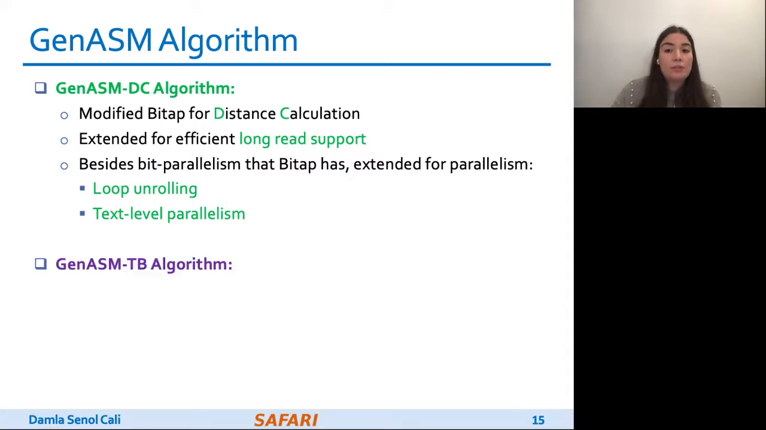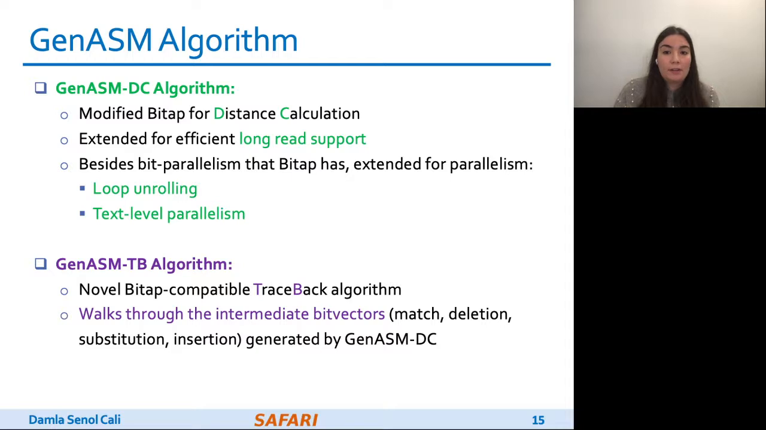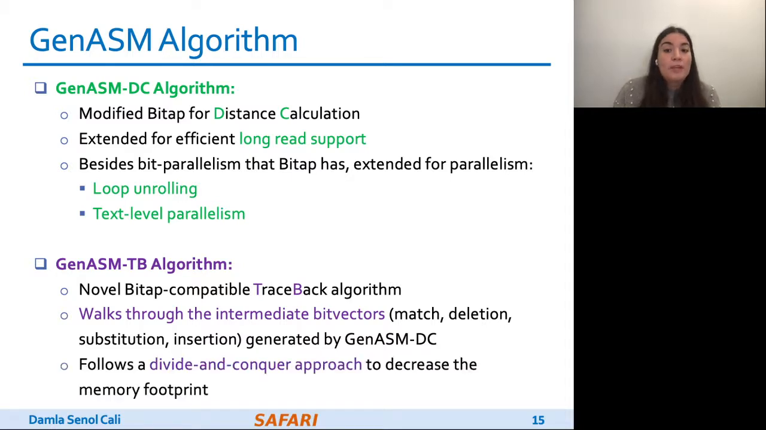Our second algorithm, GenASM-TB, is a novel Bitap-compatible traceback algorithm, which walks through the intermediate bit vectors generated by GenASM-DC and finds the optimal alignment. In order to decrease the memory footprint of the algorithm, it follows a divide and conquer approach, where we divide the text and pattern into overlapping windows and perform the traceback computation for each window. After all of the windows' partial traceback outputs are generated, we merge them to find the complete traceback output.